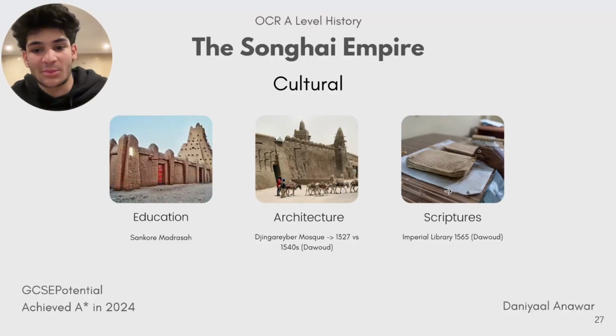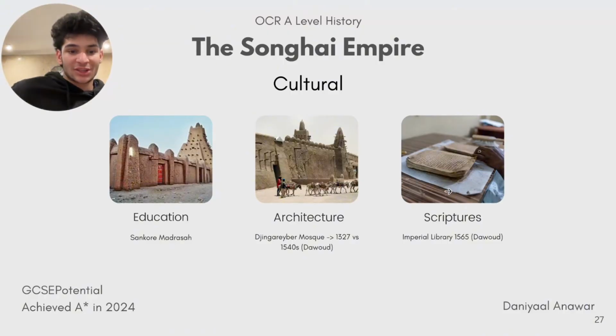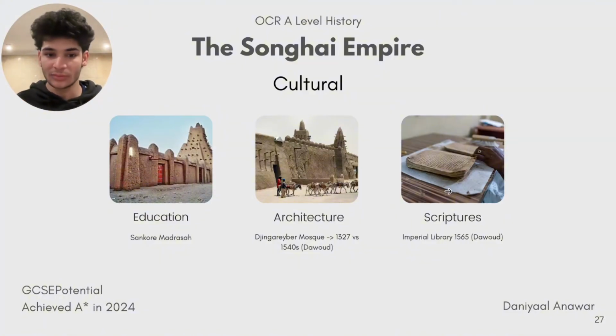Cultural. Okay, so the 3 points: education, architecture, scriptures. So education, we have Songhai Madrasa. A madrasa is like an Islamic school. And this was Islamic and arguably secular as well. It depends on the madrasa. But the Songhai Madrasa was introduced during the Songhai rule, which indicates their commitment to education. And this was introduced during the Askia time.